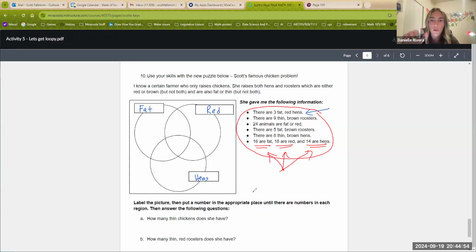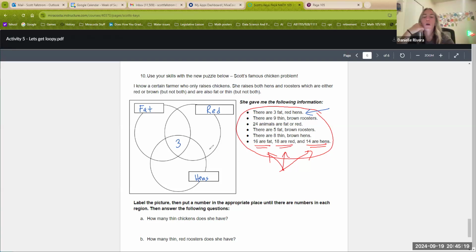Okay, so there are three fat. So that would go into the part between fat and red. If I put it right there, they would be fat and they would be red, but they wouldn't be a hen because they're not in the hen circle. Oh, so they would need to go in the middle.